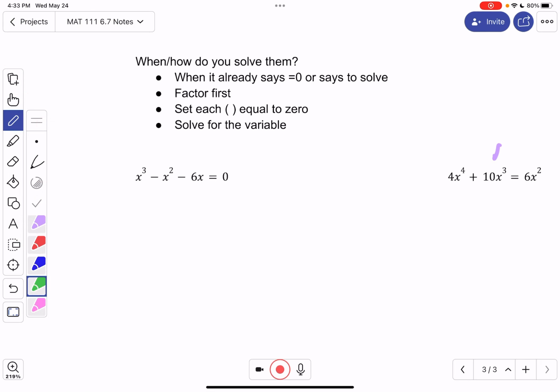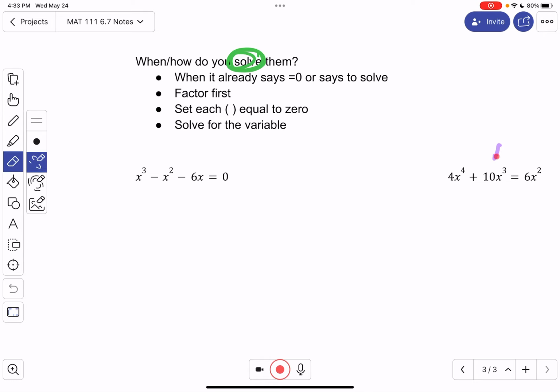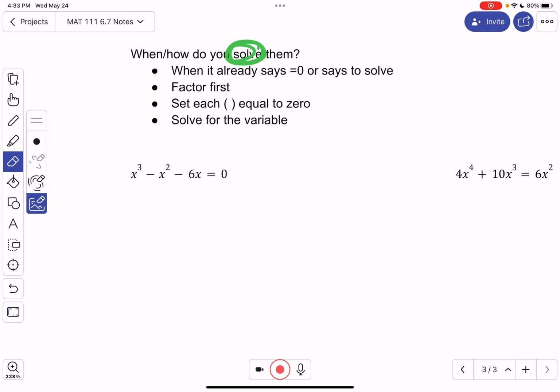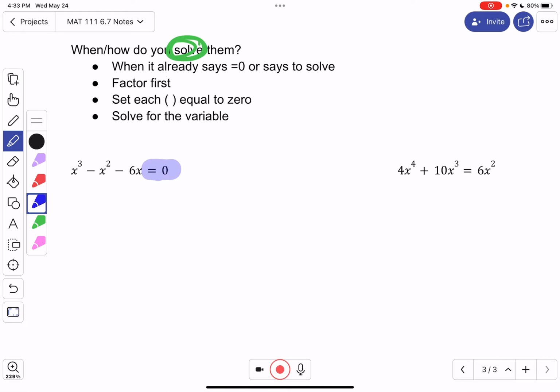The last thing is we're going to see the word solve sometimes. When do I know the difference between solving and just factoring? Well, it might say solve. Or if, like this one, the equation says equals 0. That's your hint to solve. Or maybe you have one like this that is an equation. So you're going to get everything on one side so that it equals 0. Then you factor and keep going from there.